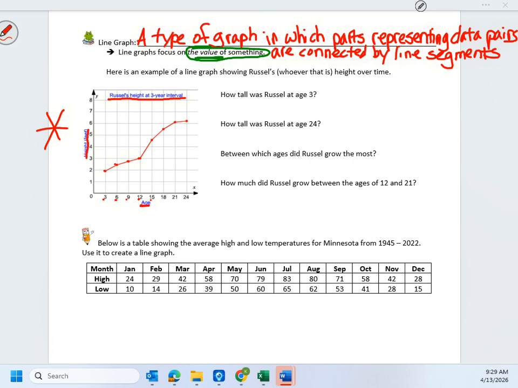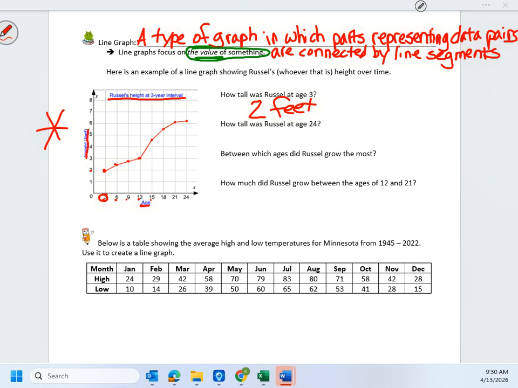How tall was Russell at age 3? Who can answer that using that graph? Fernanda? Yeah, so we look at age 3, because we know age is our bottom number. We go up and we see that point right at the 2. So we can say 2 feet. We don't just say 2 what? 2 inches, 2 dogs, 2 what? We need to put our measurement. He is 2 feet tall at age 3.